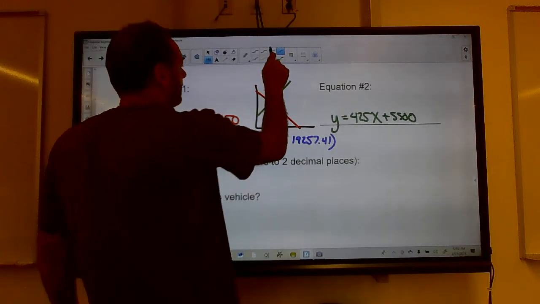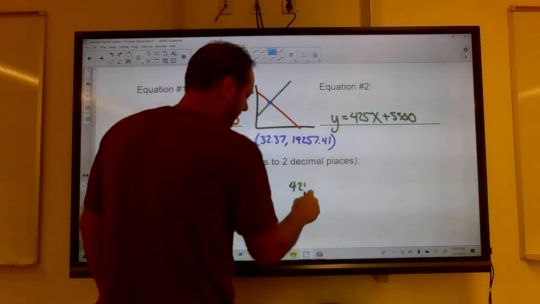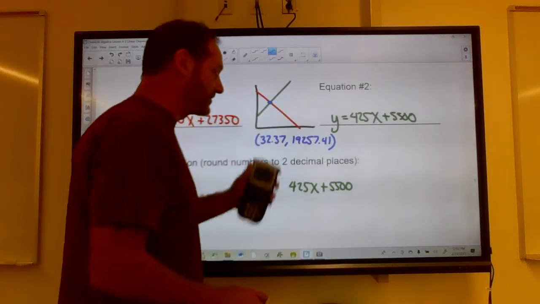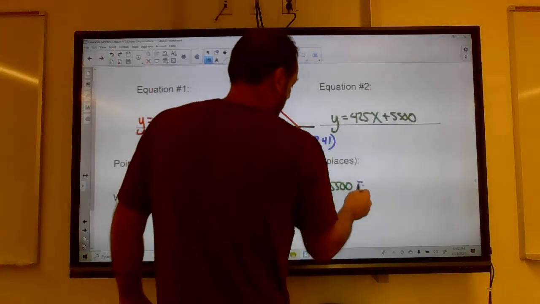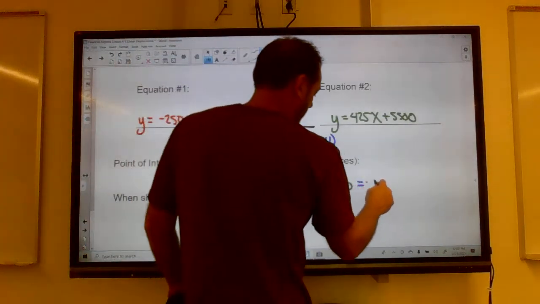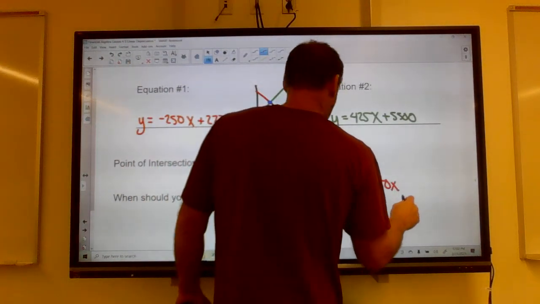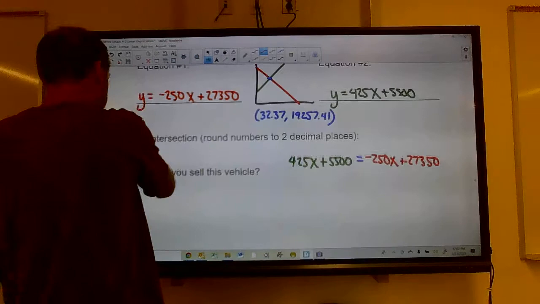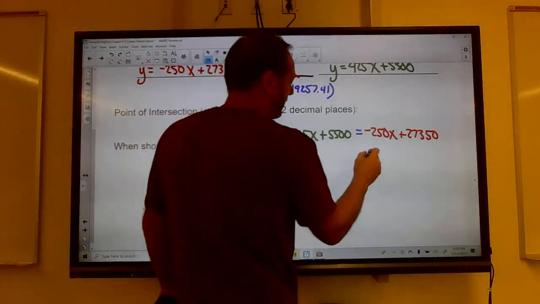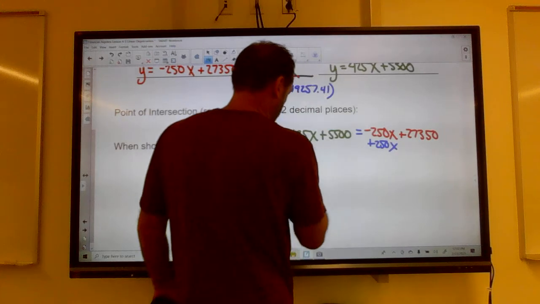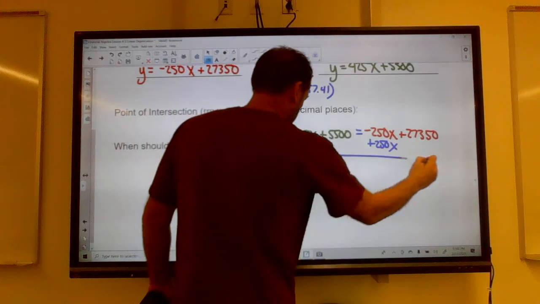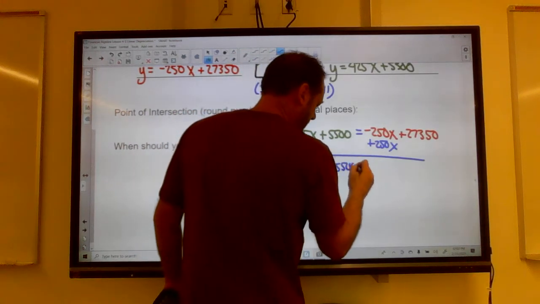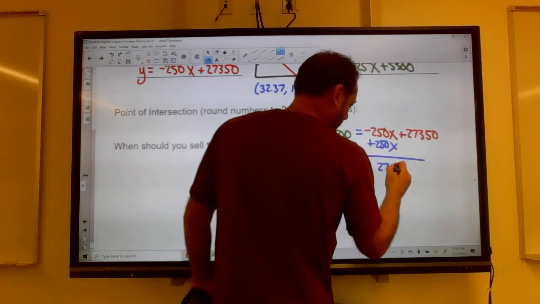Okay, again, if I don't have a graphing calculator, if I don't have access to Desmos or some other thing, here's what I'm going to do. I'm going to do 425x plus 5,500. This is the way we had to do it when I was in high school, because this did not exist. That's going to equal this equation here, negative 250x plus 27,350. All right, I'm going to add 250x to both sides. So this is 675x plus 5,500 equals 27,350.